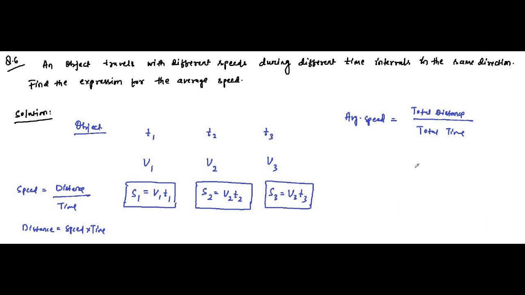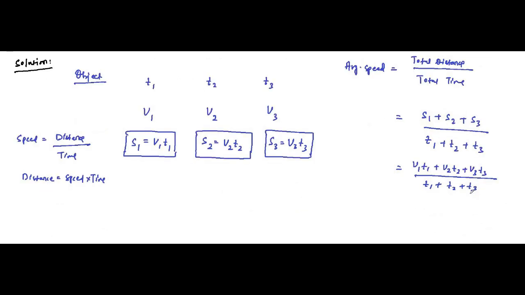So here total distance is s1 plus s2 plus s3 divided by total time t1 plus t2 plus t3. Substituting these values, it is equal to v1 t1 plus v2 t2 plus v3 t3 divided by t1 plus t2 plus t3. This is the expression of average speed.